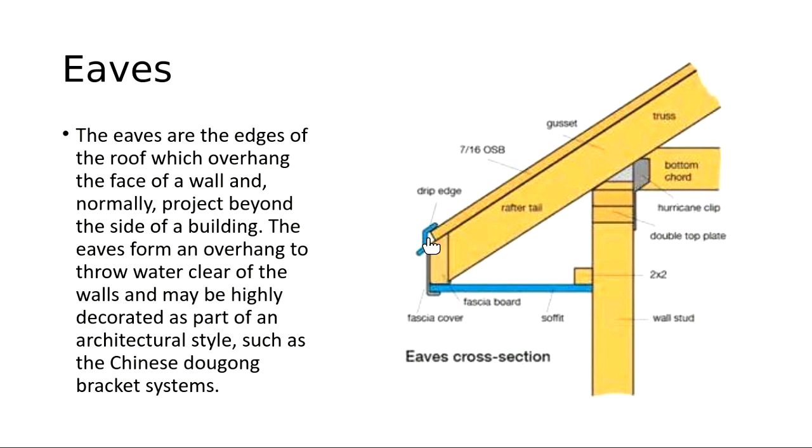This one has a cover. It doesn't always have a cover. And the soffit is the underside of the eave. So this whole system is called an eave. It's the overhang of the roof. And the reason you do an eave is you want to get the water to shed away from the building.